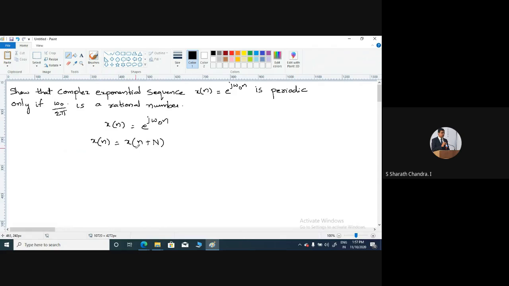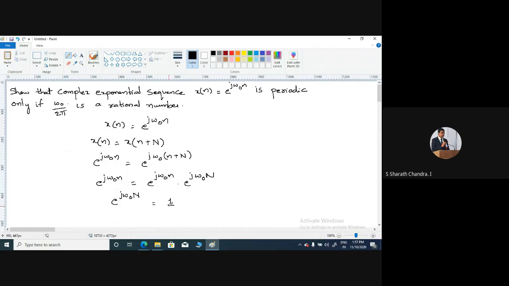In order to verify this, I substitute the signal e power j omega naught n, and similarly x of n plus N can be written as e power j omega naught of n plus capital N. And this can be written as e power j omega naught n into e power j omega naught capital N. This equation will be satisfied if and only if e power j omega naught capital N is equal to 1. That is what I have.